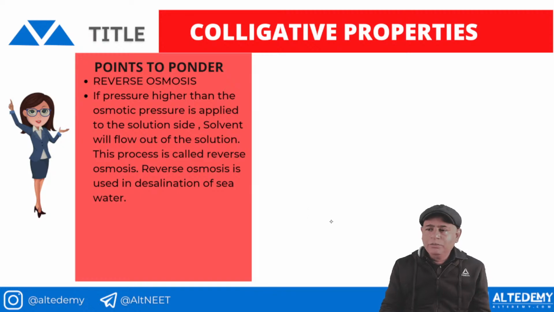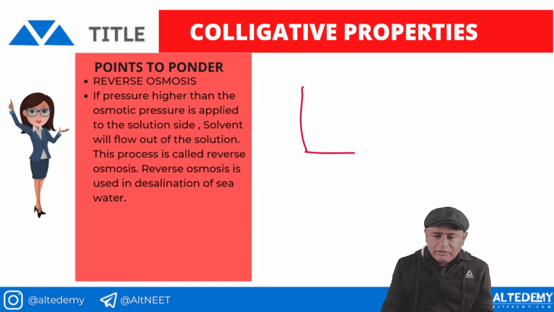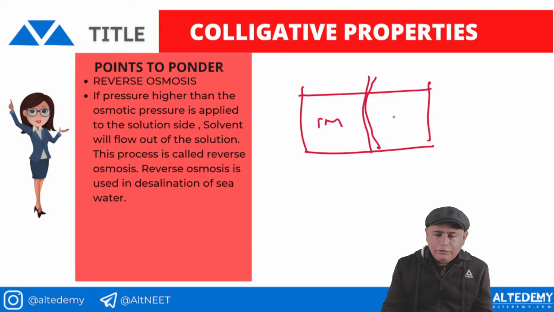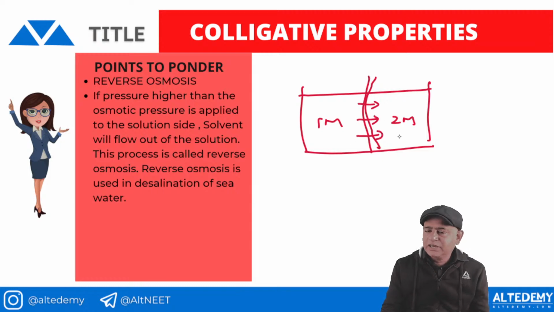Yes, we have yet another phenomenon which is called reverse osmosis. Suppose again we take a container separated by an SPM. Here we have a 1M solution, here we have a 2M solution. Let us suppose. Obviously solvent particles will start moving from this direction to this direction, and it will flow until the pressure on both sides becomes equal.